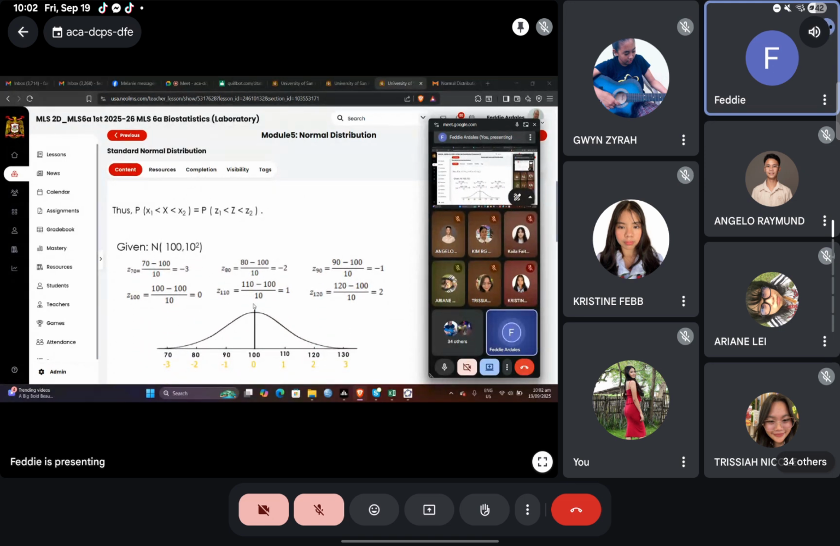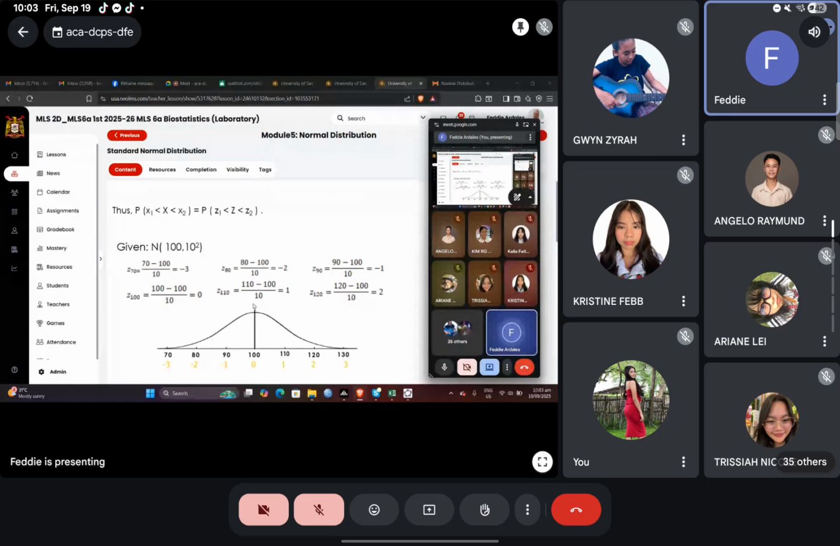Given the distribution notation N with a mean of 100 and a standard deviation of 10, to solve for Z sub 70, all you have to do is use the formula. Z is equal to X minus the mean over the standard deviation. Substitute: for Z sub 70, X is 70, so that's 70 minus 100 over 10, and that is equal to -3.